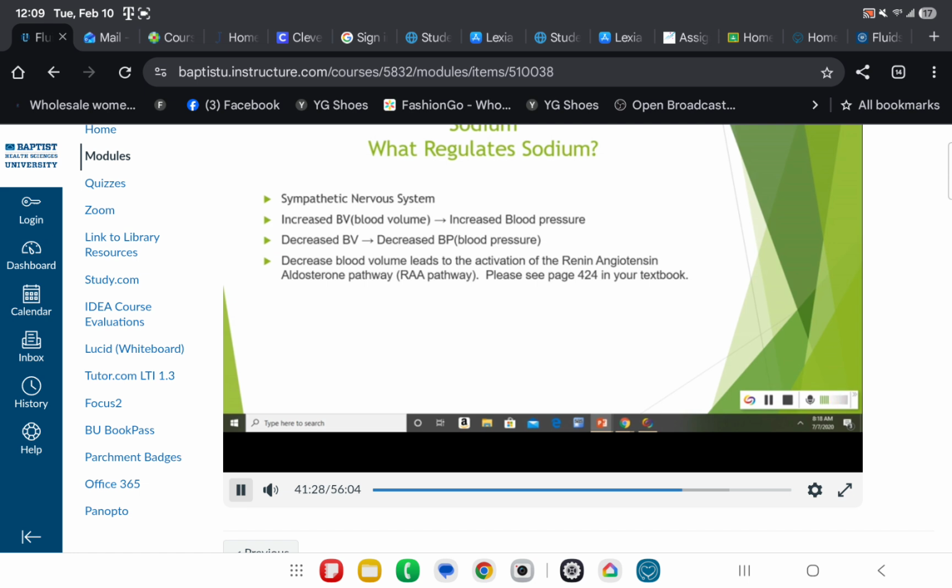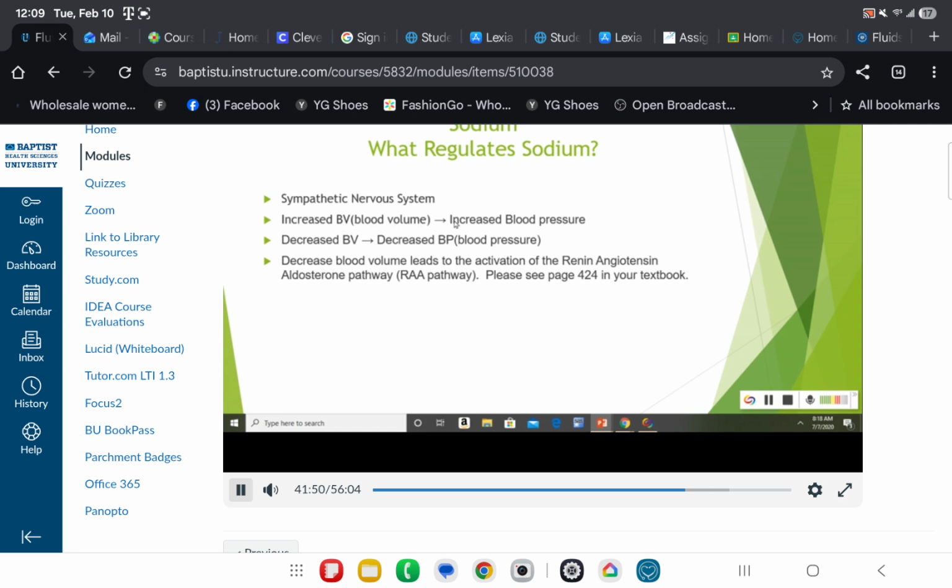So one thing I want you to remember is here, if you have an increase in blood volume, that leads to an increase in blood pressure. If you have a decrease in blood volume, that leads to a decrease in blood pressure. Those two things go hand in hand. If one goes up, the other one goes up. If one goes down, the other one goes down. So how is this tied in with sodium?